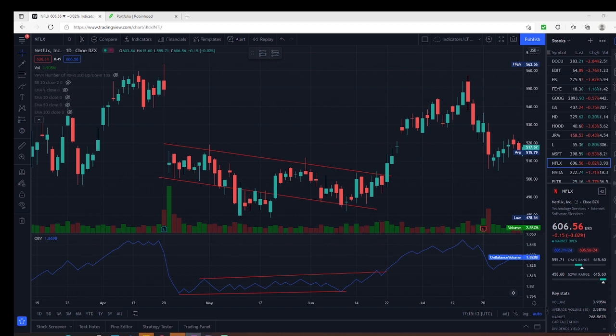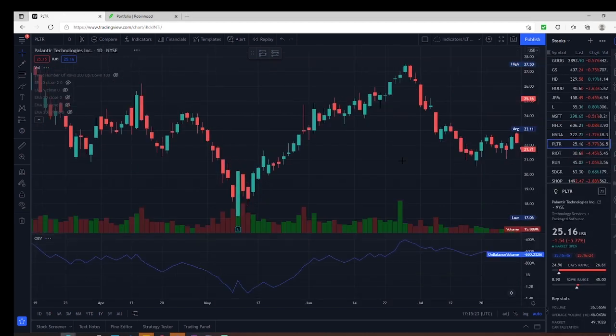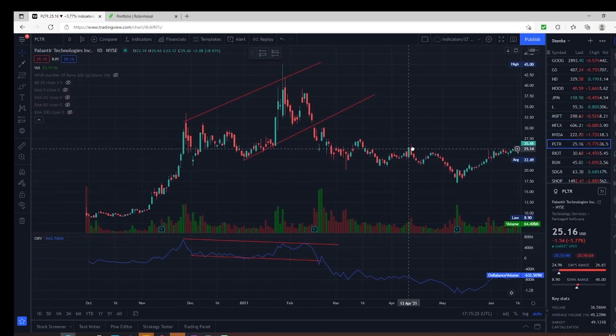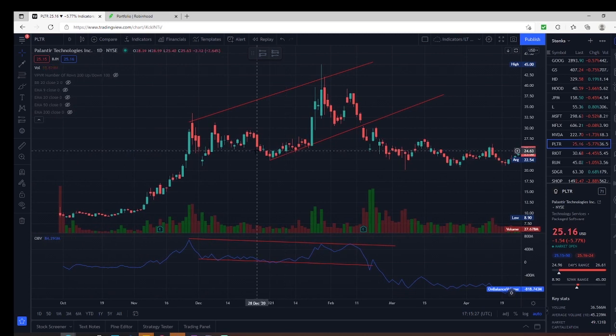Another example is when the OBV line is trending down or flat while the stock price makes higher highs. This would be an indication to sell. Here we can use Palantir as an example. So let's pull up Palantir going back to late last year and early this year.